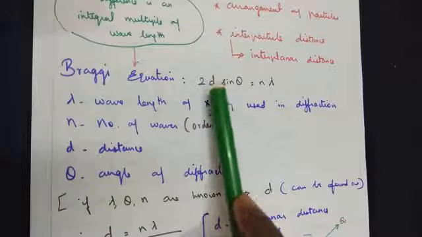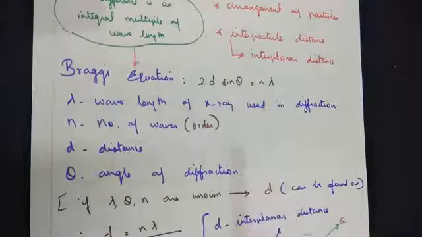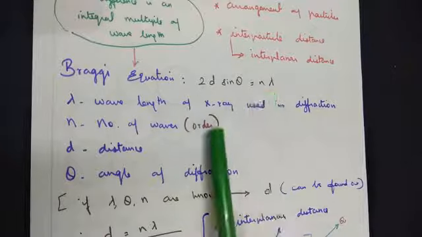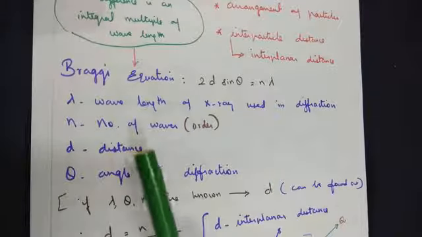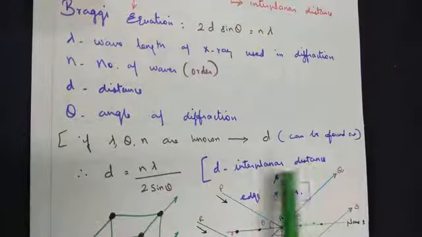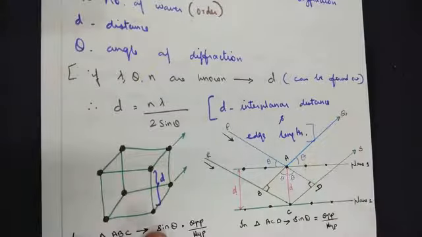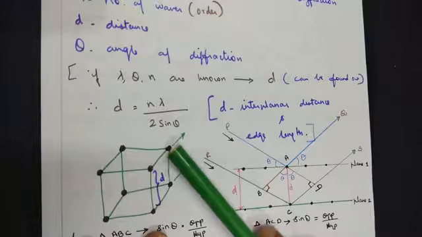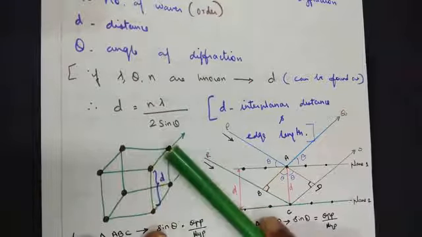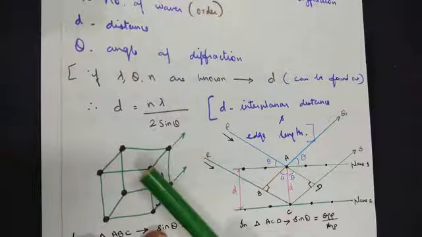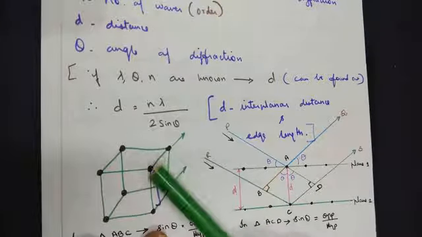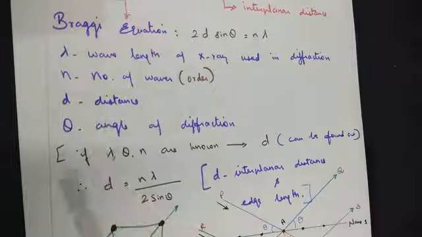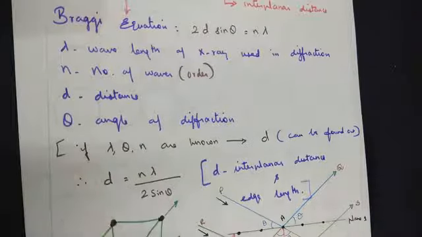Moving back to the equation, 2d sin theta is equal to n lambda. Lambda stands for the wavelength of the X-ray used in the diffraction. n stands for the order. d stands for the distance. Distance could be the interplanar distance or an interatomic distance. If these two particles happen to be atoms, the distance between them is called the interparticle distance. If these two particles represent ions, the distance between them is called the interionic distance. And theta stands for the angle of diffraction.